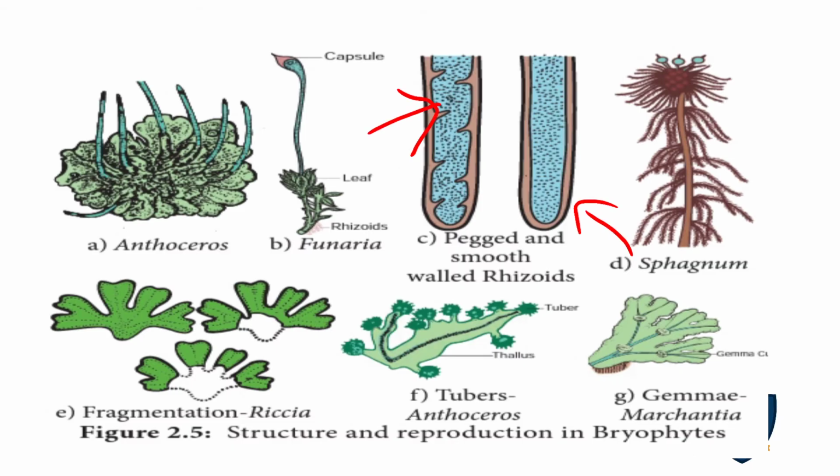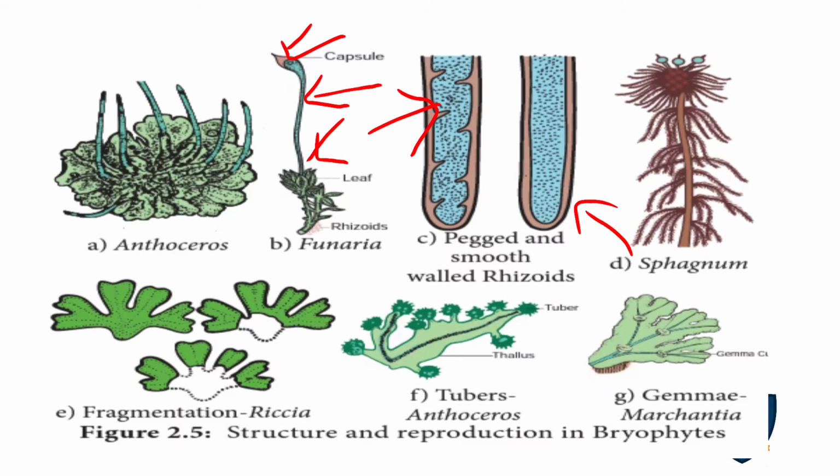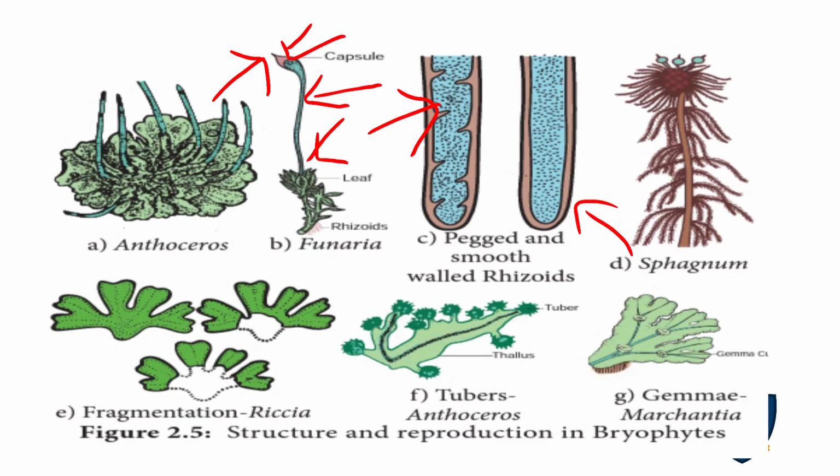This is the foot, the basal part, and this is the seta, the stalk of the capsule, and the capsule is here. Here the spores are present. That is the condition. The diploid spore mother cells form the spores. After meiosis they become haploid spores, and these spores are liberated and form haploid spores. From that a new plant can arise.